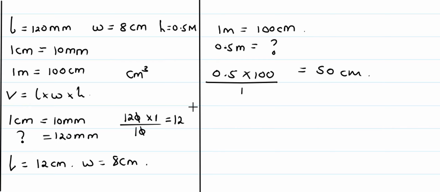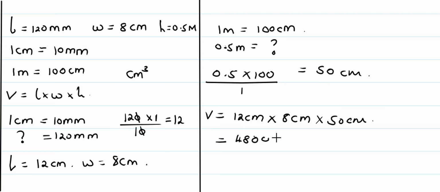Now, since we know volume V is given by length multiplied by width multiplied by height, and we already have the length, which is 12 centimeters, the width, which is 8 centimeters, and the height, which is 50 centimeters, we can now get the volume. If we multiply 12 by 8, it will be 96. Then we multiply by 50, it will be 4800 centimeter cubed, and that becomes the answer for that question.